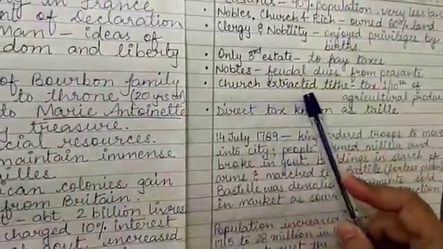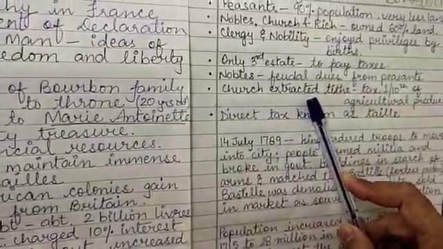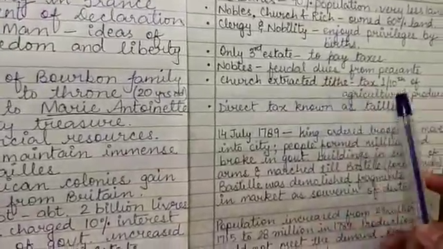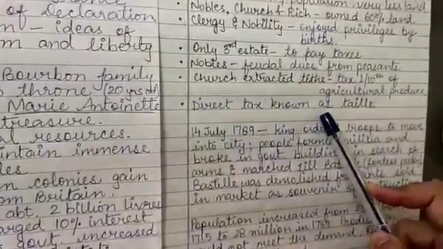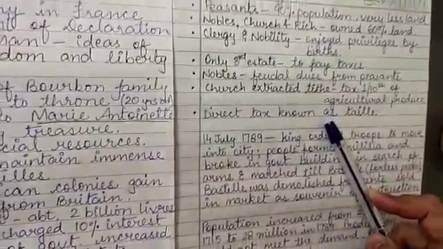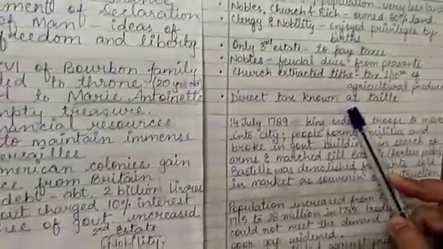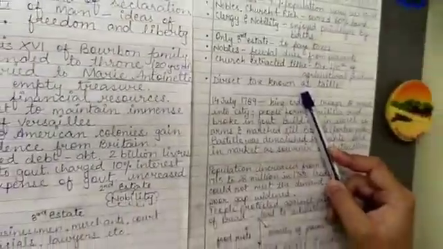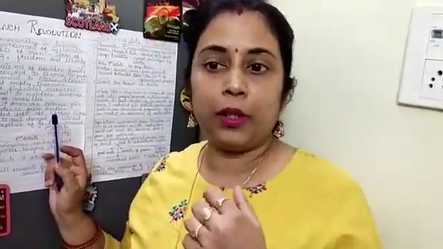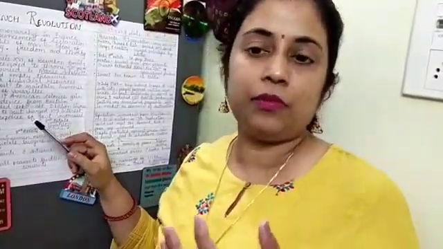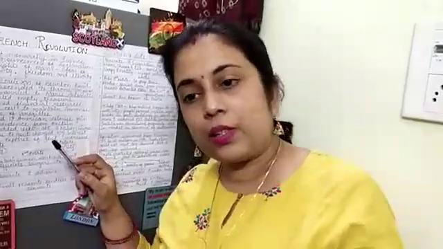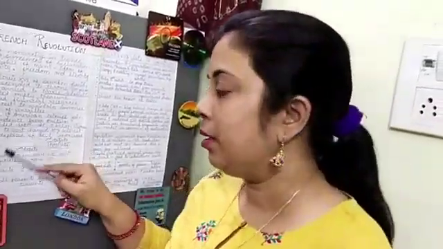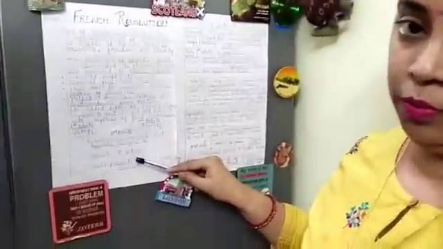Churches too extracted taxes from peasants, which is called tithe. Direct taxes were there, known as tithe, and a number of indirect taxes which were levied on articles of everyday consumption like salt or tobacco. So the burden of financing the activities of the state through taxes was borne by the third state alone.